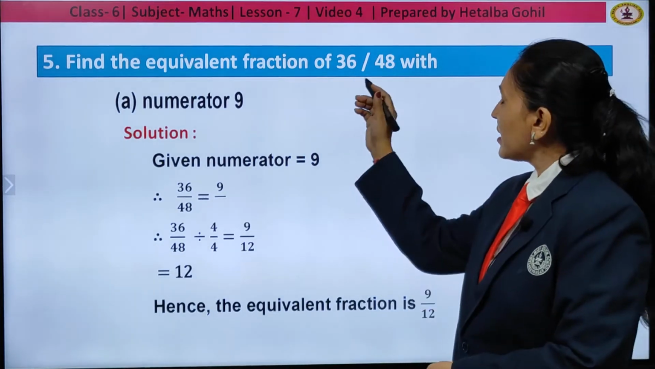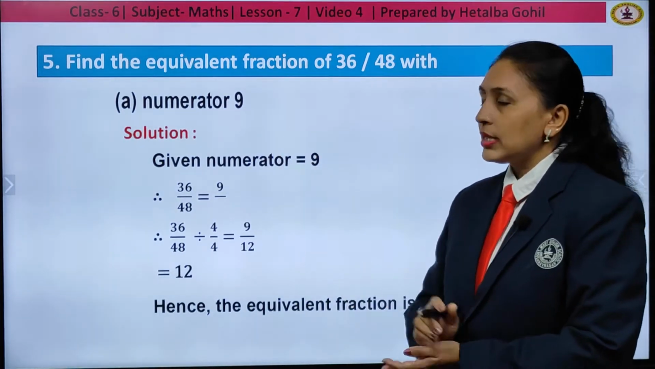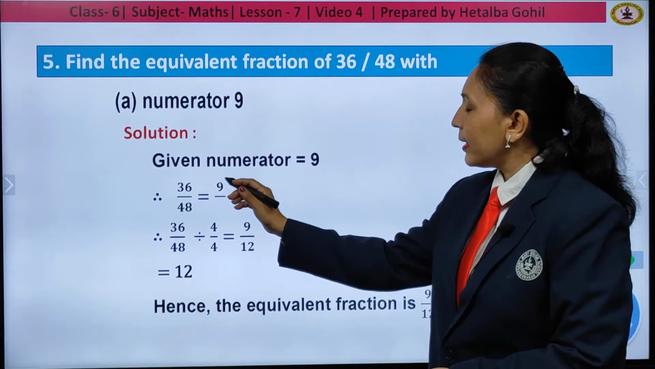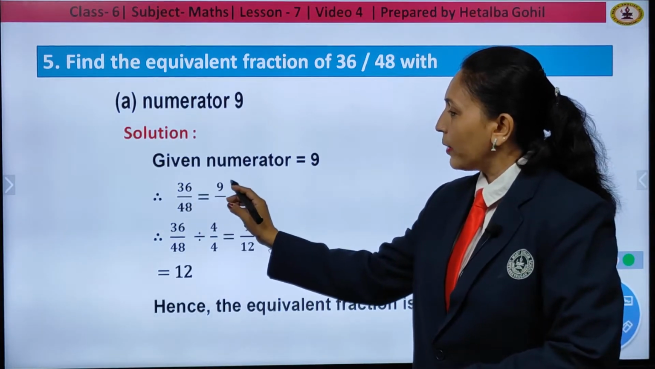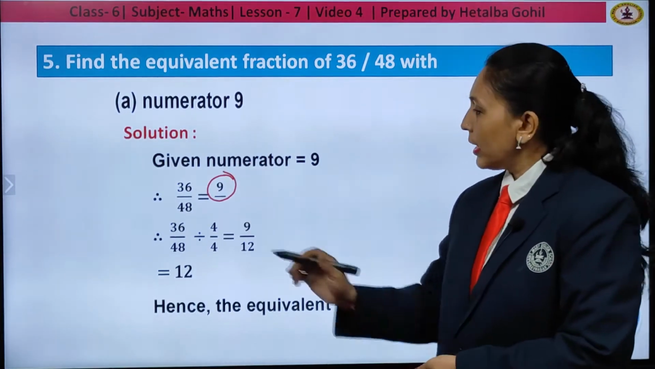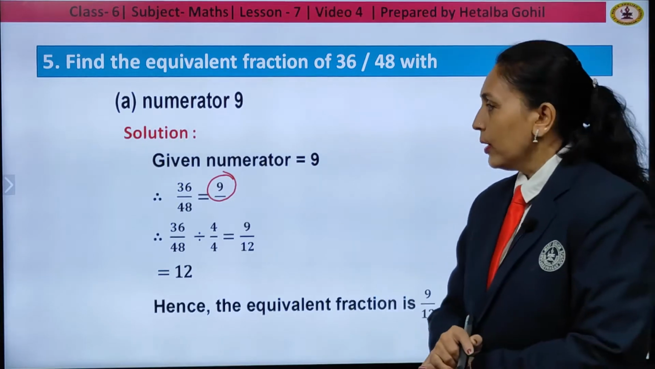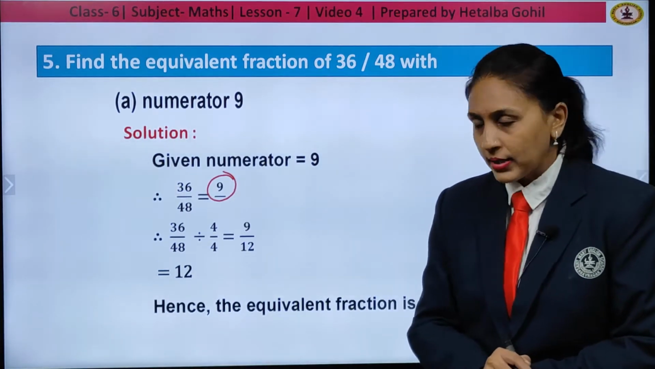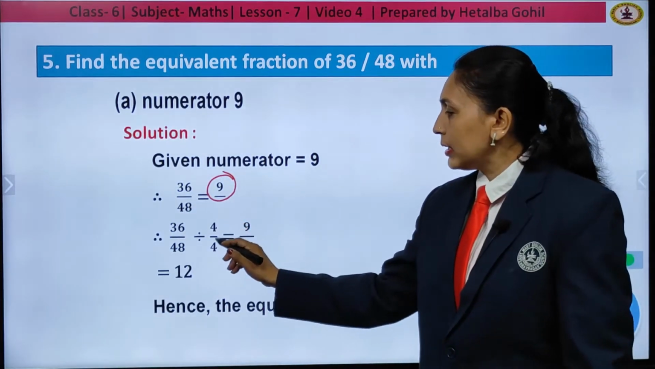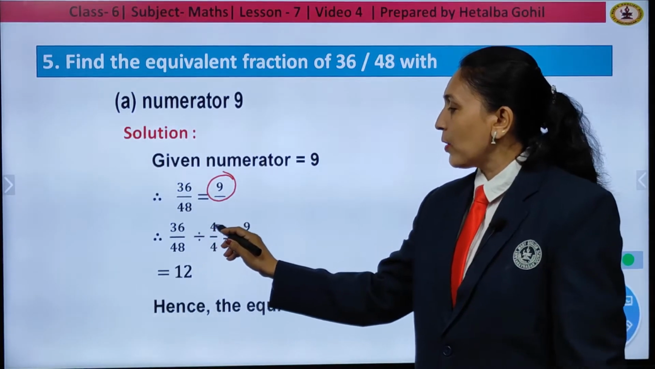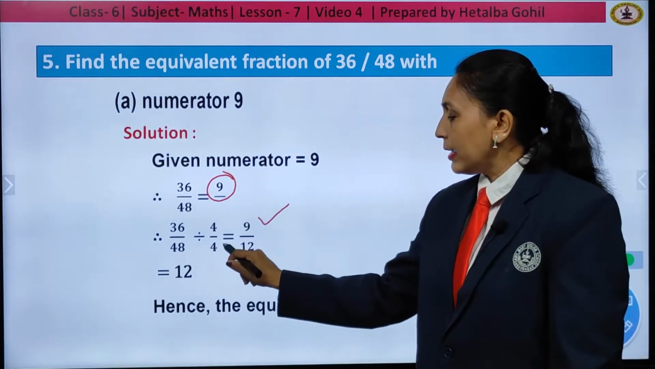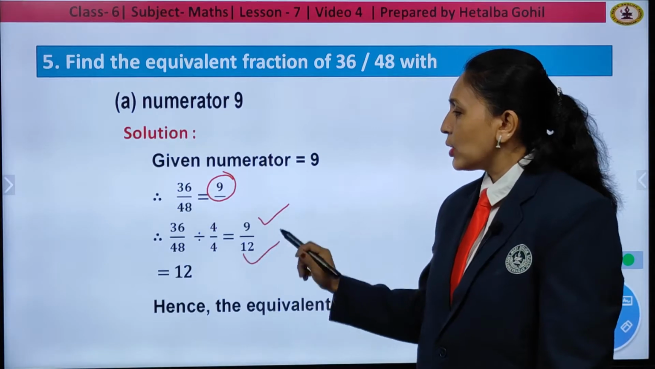Children, here 36 by 48, that we have to convert into another equivalent fraction that has the numerator 9. You can see here 36 by 48 equals 9 upon something. This I have to get here 9, but how? Now children, here two different things I will tell you. First, you can use the common factor to divide both the numerator and denominator. So I have taken the common factor here as 4 to divide, because if I divide 36 by 4, I will get my numerator as 9. Similarly, dividing 48 by 4, I will get 12.